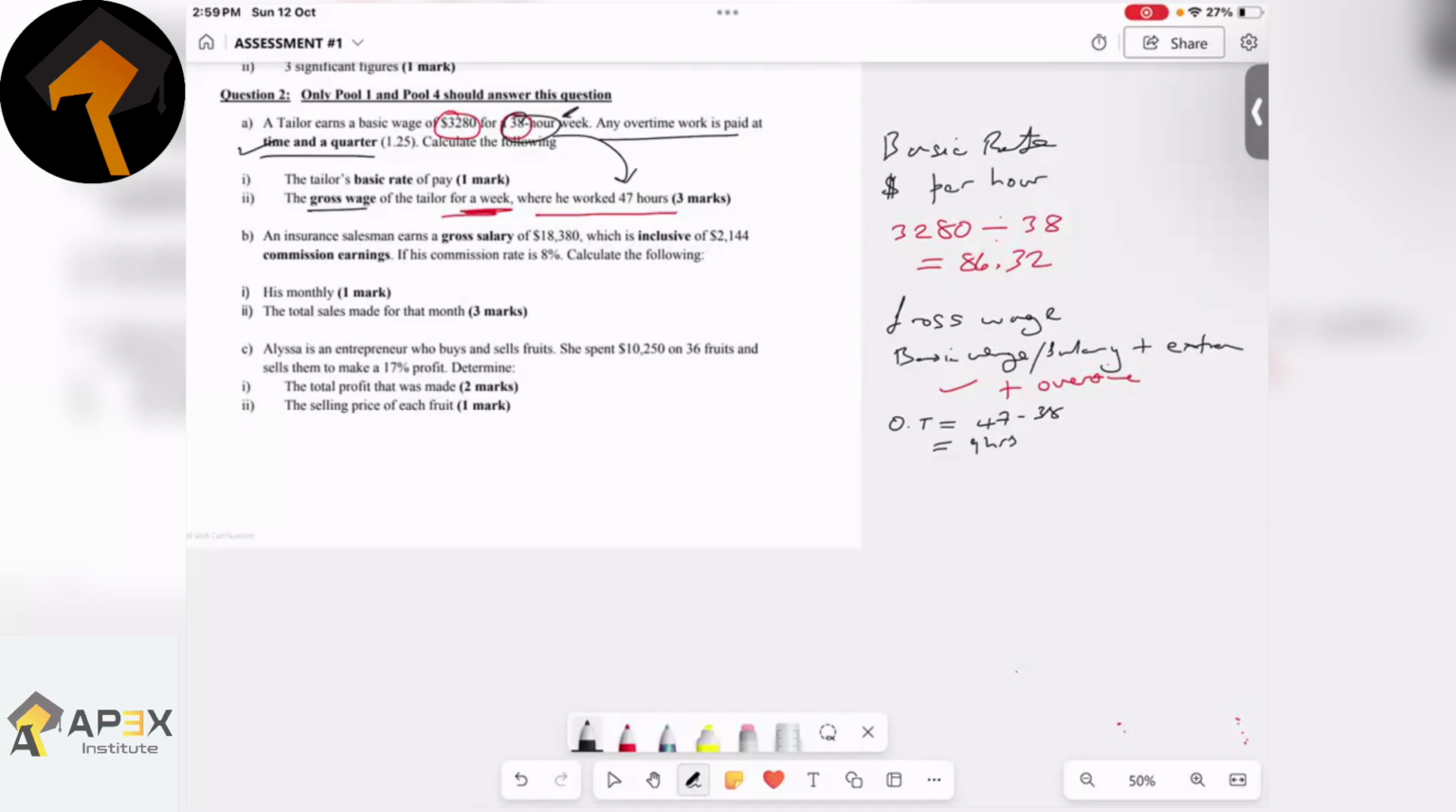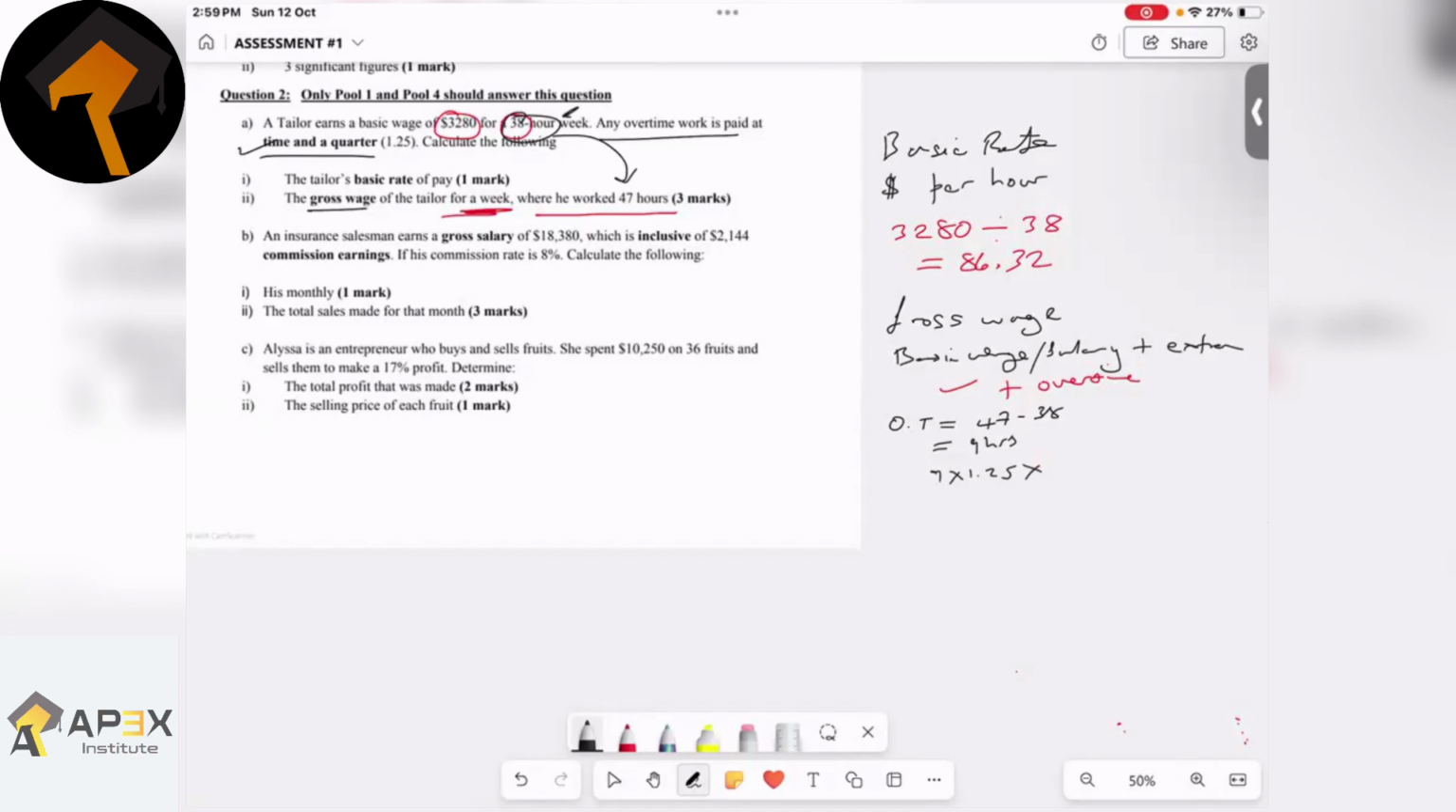Hours is the unit of measurement for the time, and the unit of measurement for the earning is dollars. So there would be no point in me adding 9. It has to make sense when you're working the questions out, guys. So that's going to be 9 multiplied by time on the quarter, so that's 1.25. And remember that you're being paid per hour, guys. Overtime is paid per hour.